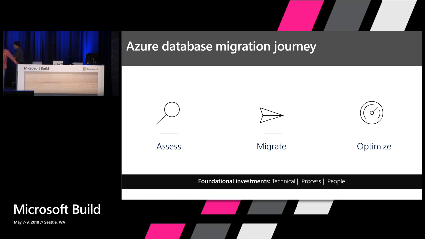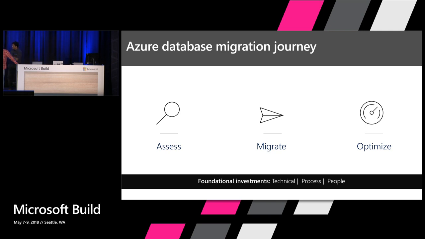And then you actually perform the actual migration. That involves doing a small POC migration at first to see how your applications are responding from the functional standpoint as well as from the performance standpoint. So you perform the POC migrations and then you optimize.